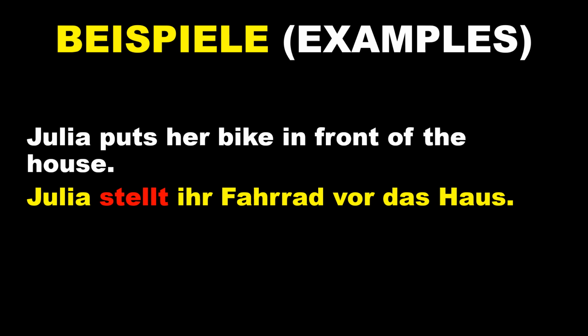Why? Because there is a movement. We are doing some action. The meaning is Julia puts her bike, like the action is happening. That is why here it is accusative. Das, the article is accusative for das Haus. The verb is stellen. Let's see one more example.